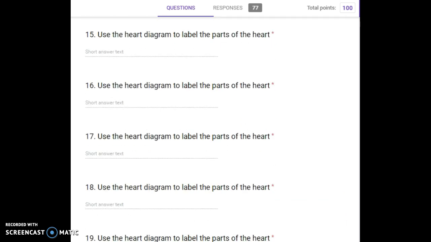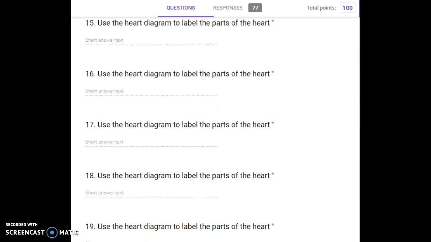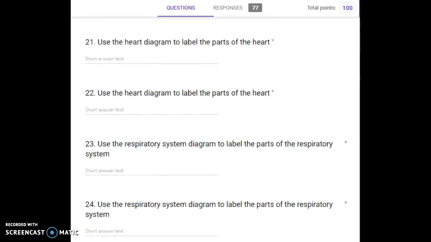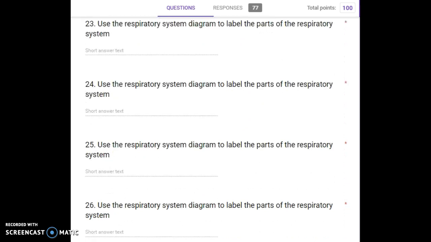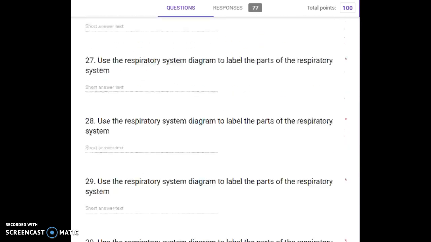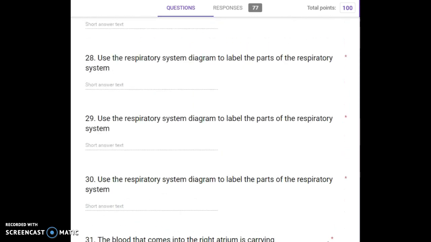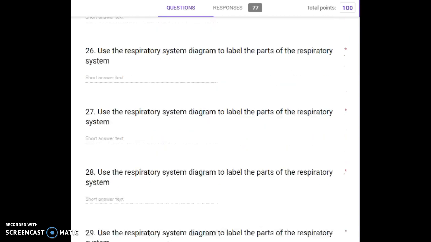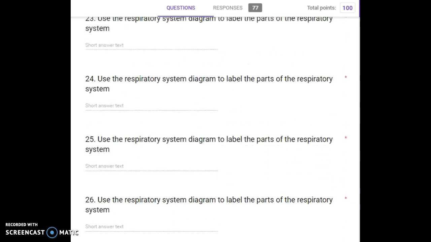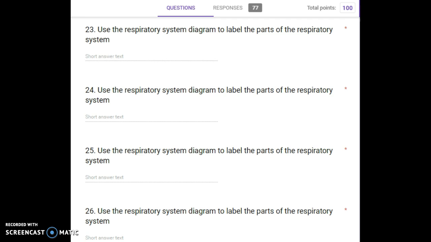For numbers 15 through 22, you will use the heart diagram to label the parts of the heart. For numbers 23 through 30, you will use the respiratory diagram to label the parts of the respiratory system.